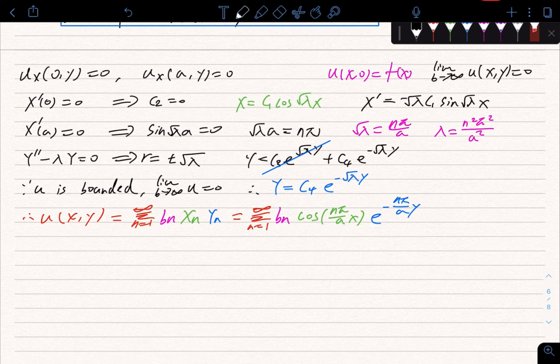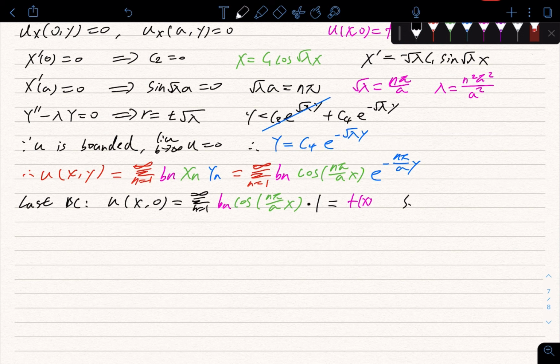Again, last boundary condition. So u(x, 0) equals the infinite series, n equals 1, of bn cosine(n pi x over a) times 1, equals the initial heat profile f(x), and then we just, again, as we did over and over again, solve for bn and n.